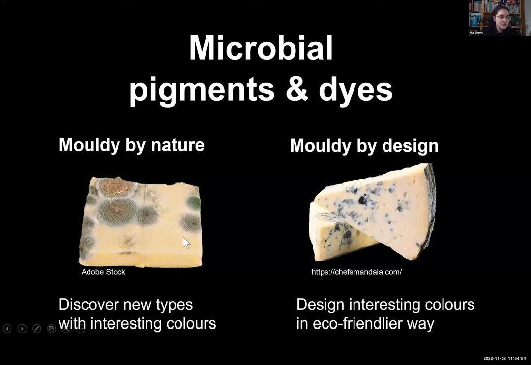So I've been talking about color from nature by discovering types of microorganisms with interesting colors. But towards the end there, I also started discussing more about designing interesting colors in the lab, rather than just finding these colors in the environment. So one of the major benefits of biotechnology and microbial pigments and dyes is that they can generally be produced in a much more eco-friendly way.